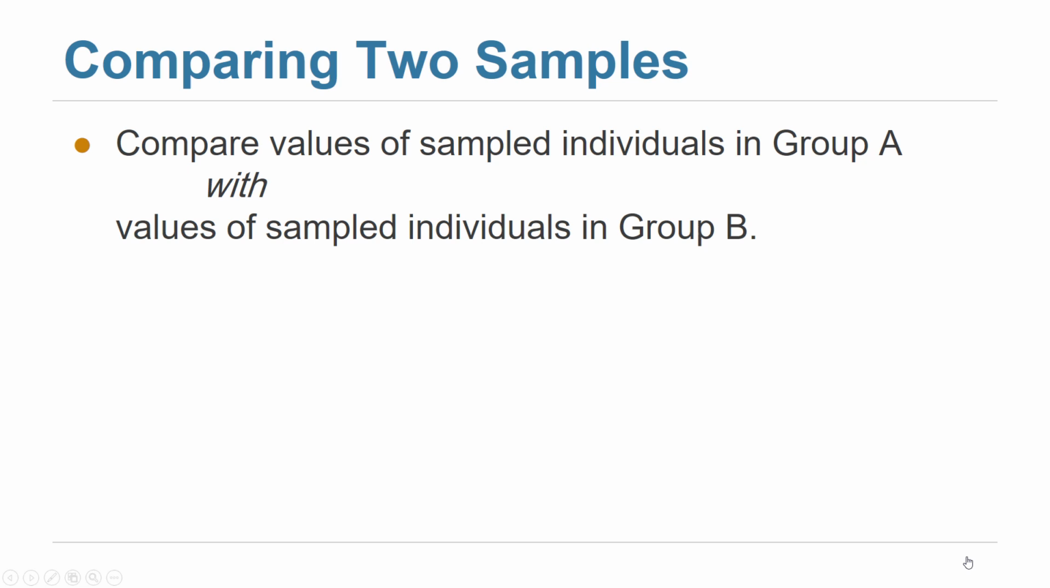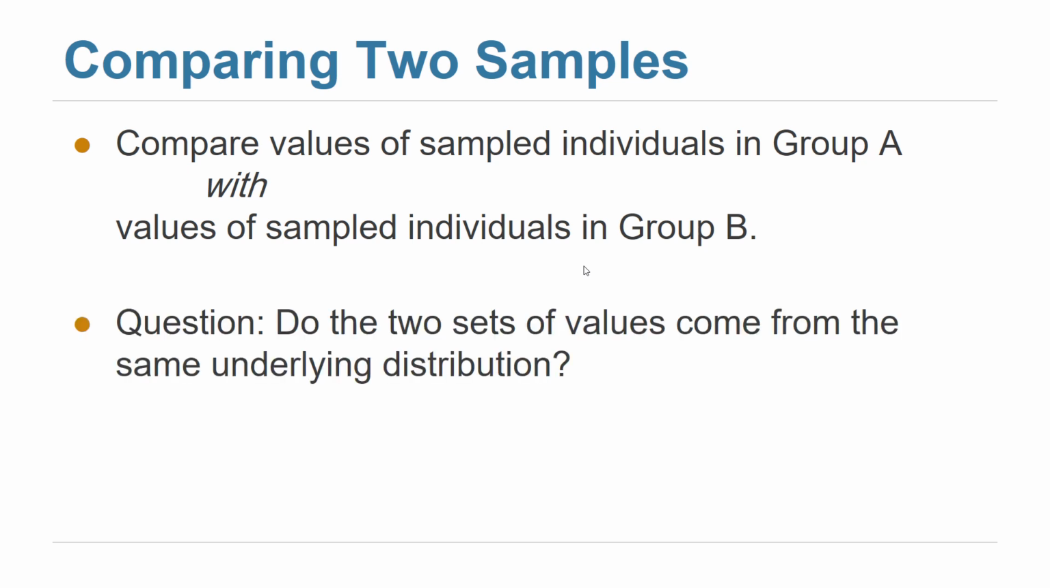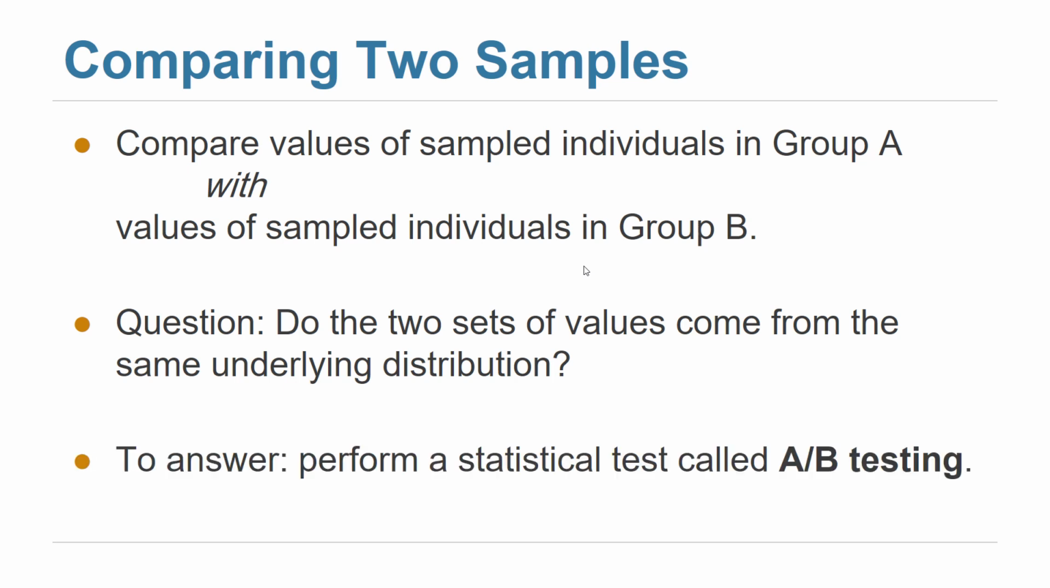So in A/B testing, we are comparing two samples: values of sampled individuals in group A, and we want to compare that with values of sampled individuals in group B. That's why it's called A/B testing, because of the labels of the samples, A and B. And the question is whether these two samples come from the same underlying distribution or the same underlying population. To answer this question, we will perform a statistical test called A/B testing.